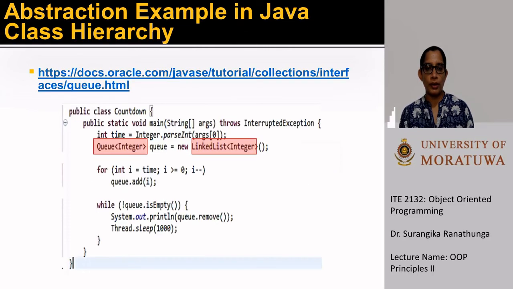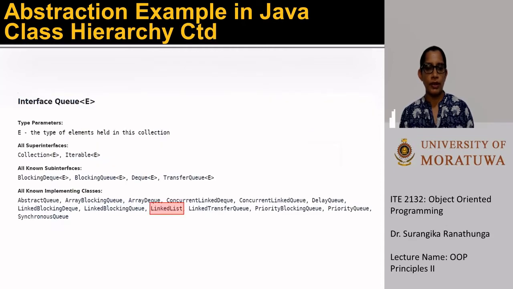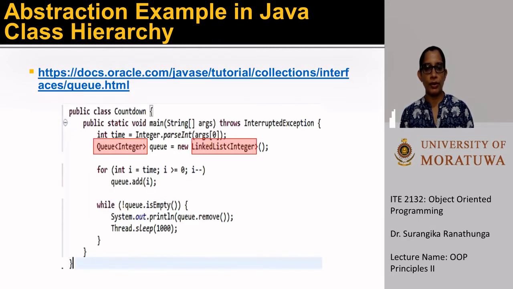So if you look at the Java API related to the queue, you will understand this. If you visit the Java API for the queue interface, you will see that it has a set of abstract methods and it has a set of classes that implement this queue interface. One such class that is commonly used is the linked list.